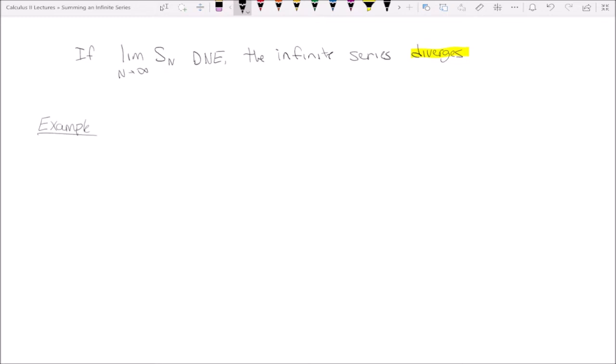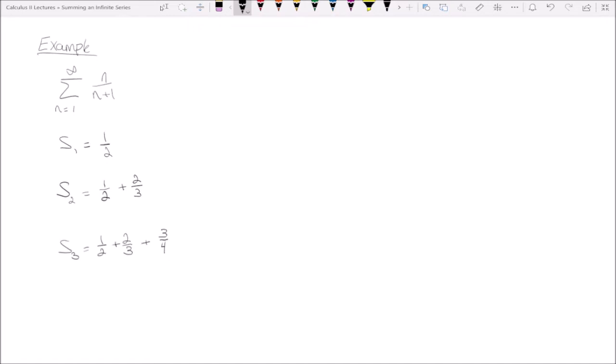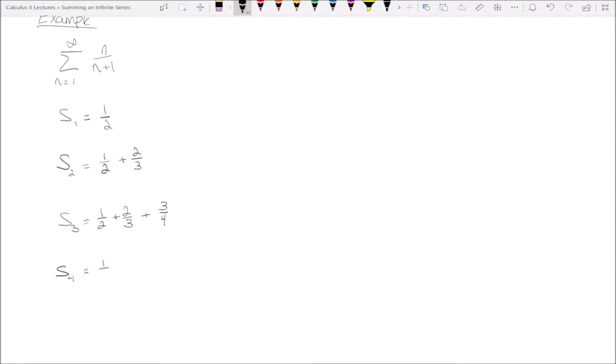So let's look at the series sum n equals 1 to infinity of n over n plus 1. We're going to determine if this converges. Well, let's start off by just calculating partial sums. The first partial sum would be 1/2. Then we get a half plus 2/3. Then a half plus 2/3 plus 3/4. Then a half plus 2/3 plus 3/4 plus 4/5, and so on and so forth.